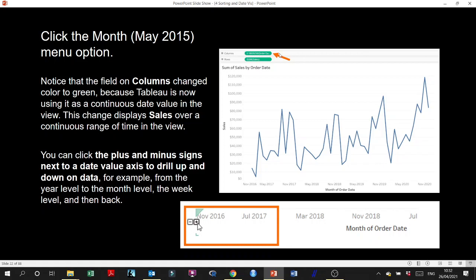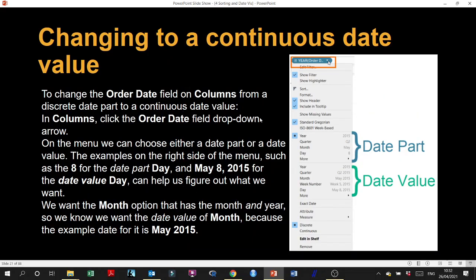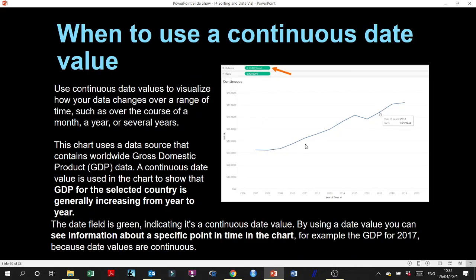So please take note of that. When to use discrete date parts? We use a discrete date part when we want to compare a measure for specific units of time. For the continuous, we talked about when we use it: you see the change over a range of time.